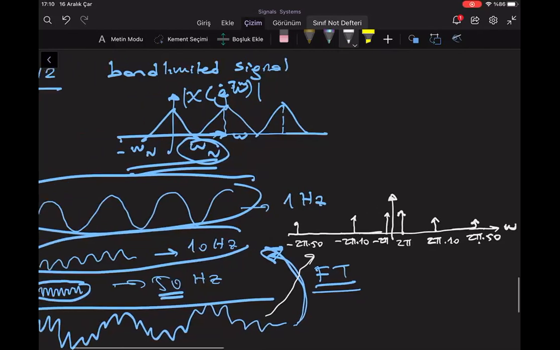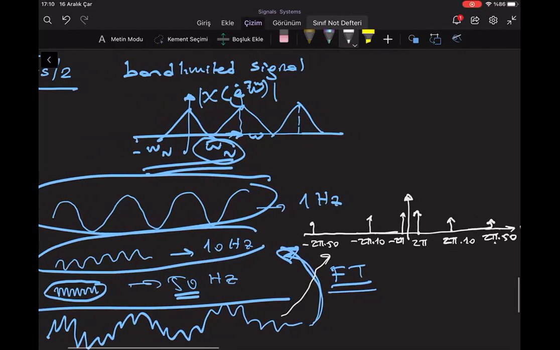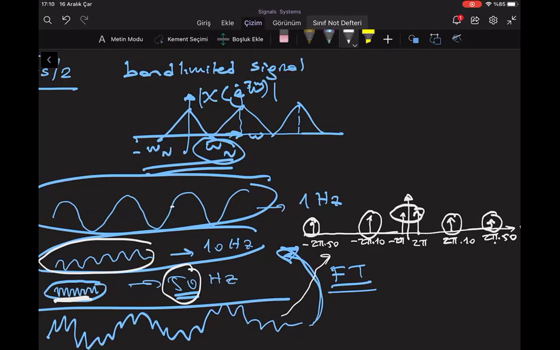According to these different frequencies and their amplitudes, right? Because this is a smaller signal, my amplitude is small here and here. My amplitude is medium size, so it is medium size here. My amplitude is maximum here.